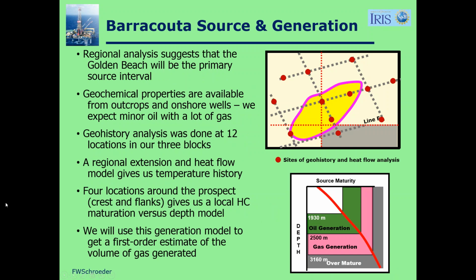So our regional analysis for the Gippsland area suggests that the Golden Beach Formation is the primary source. Its geochemical properties are available to us from some outcrops of the Golden Beach, and we have, I think, 20 onshore wells, and some of those wells have penetrated the Golden Beach, and we have some samples of the source rock.